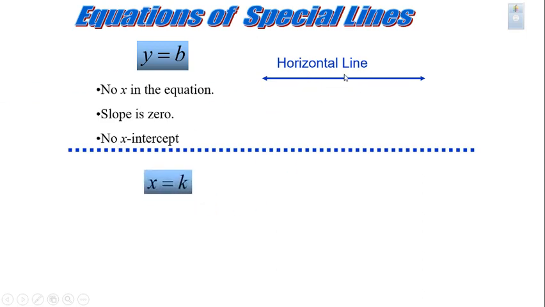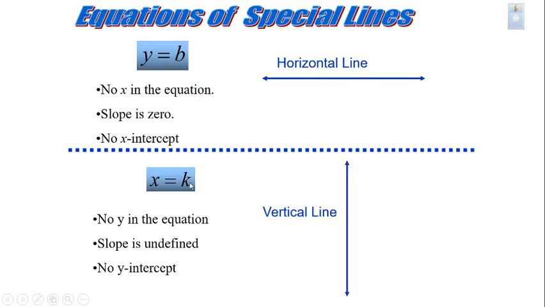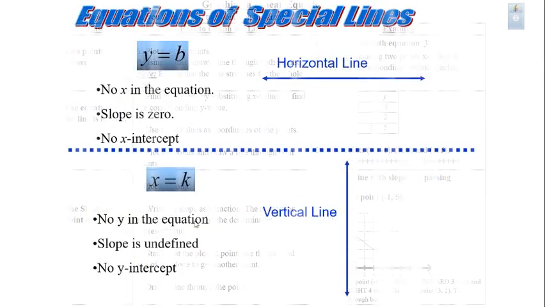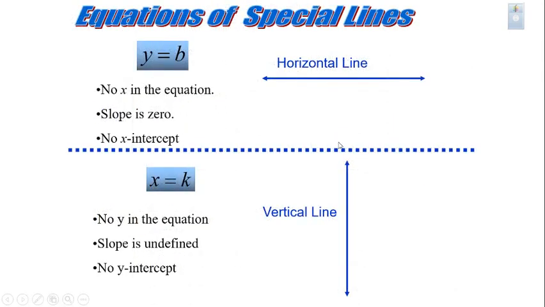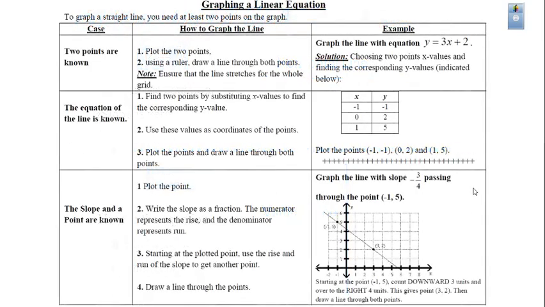It's a horizontal line. A vertical line, x equals k, where k is the x-coordinate of every point on the line. There's no y in the equation. The slope is undefined. That means there's no number for the slope. And there's no y-intercept unless the line itself is the y-axis. Let's move on here. By the way, a vertical line cannot be a function. We'll see that in the lessons on functions.